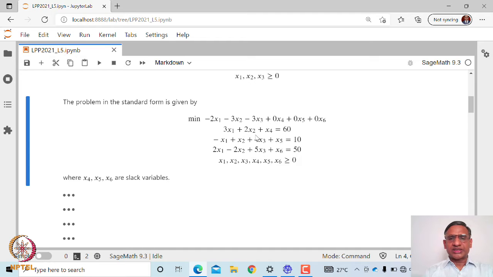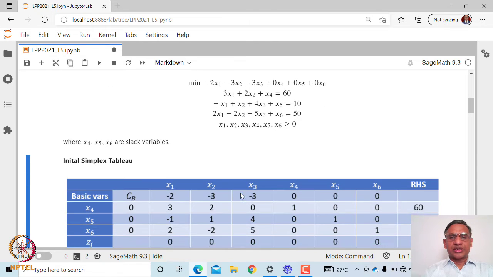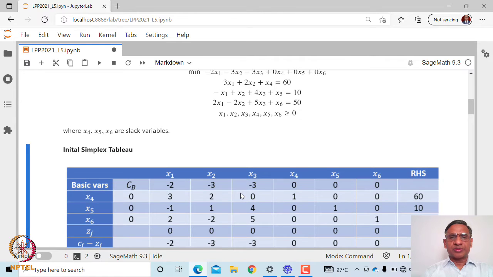In this case, it is very easy to guess. However, that will not be straightforward in many other cases. We will see it later. Right. So what do we do? So we will create what is called initial simplex table. So let me show you what is this table.